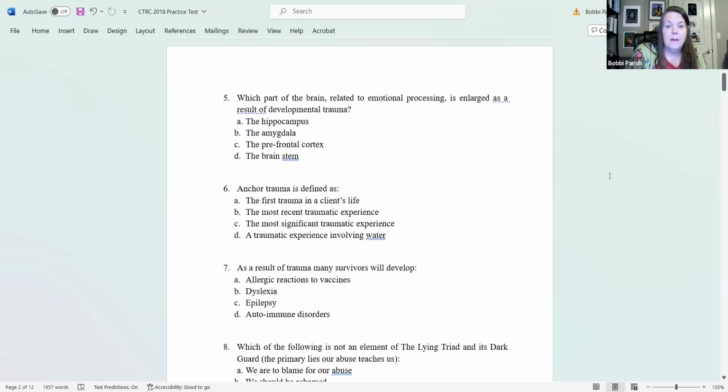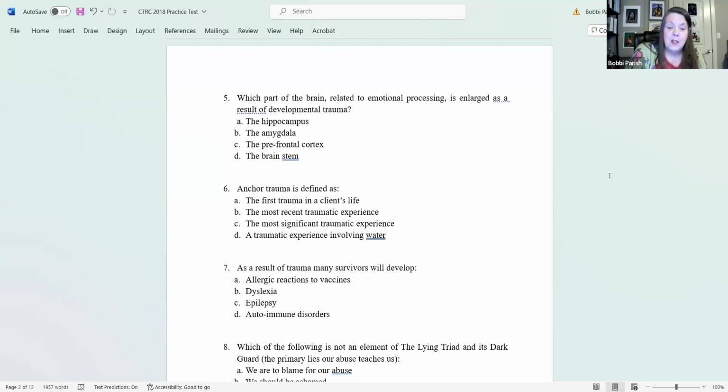On to number 5. Which part of the brain related to emotional processing is enlarged as a result of developmental trauma? A, the hippocampus, B, the amygdala, C, the prefrontal cortex, or D, the brainstem. Number 6, anchor trauma is defined as A, the first trauma in a client's life, B, the most recent traumatic experience, C, the most significant traumatic experience, or D, a traumatic experience involving water.